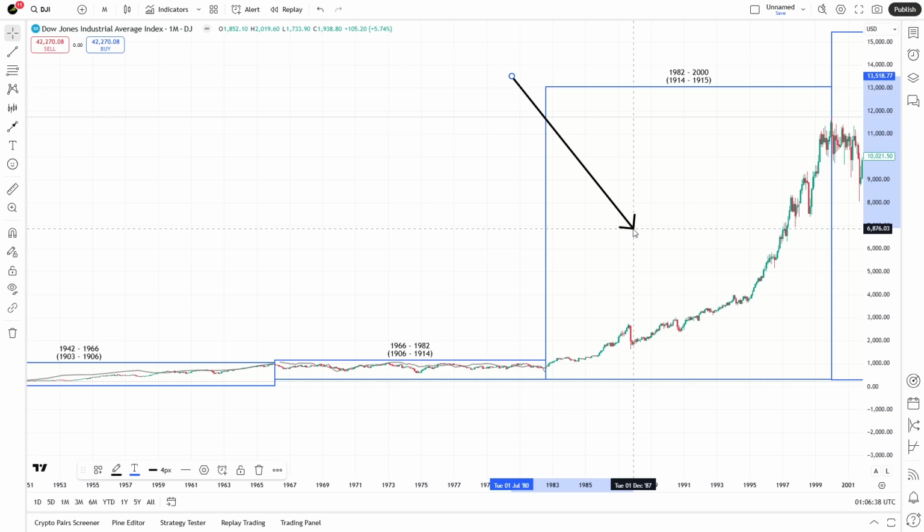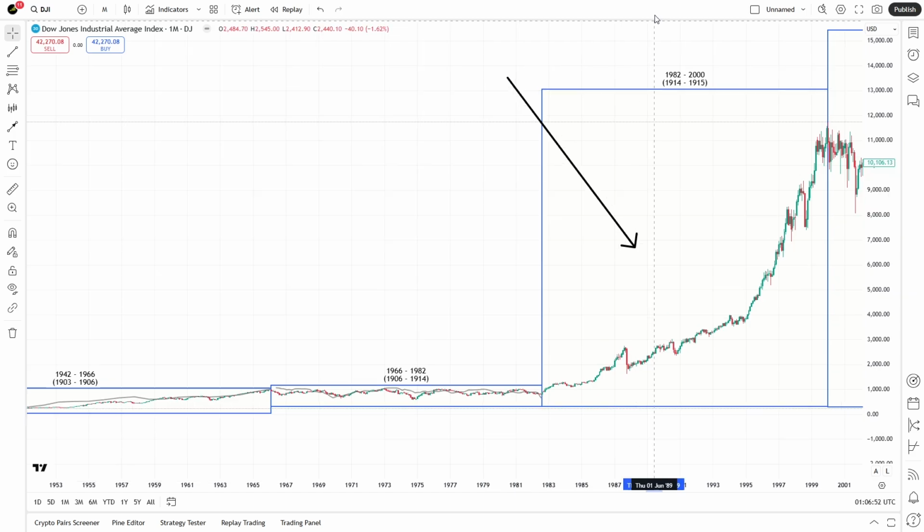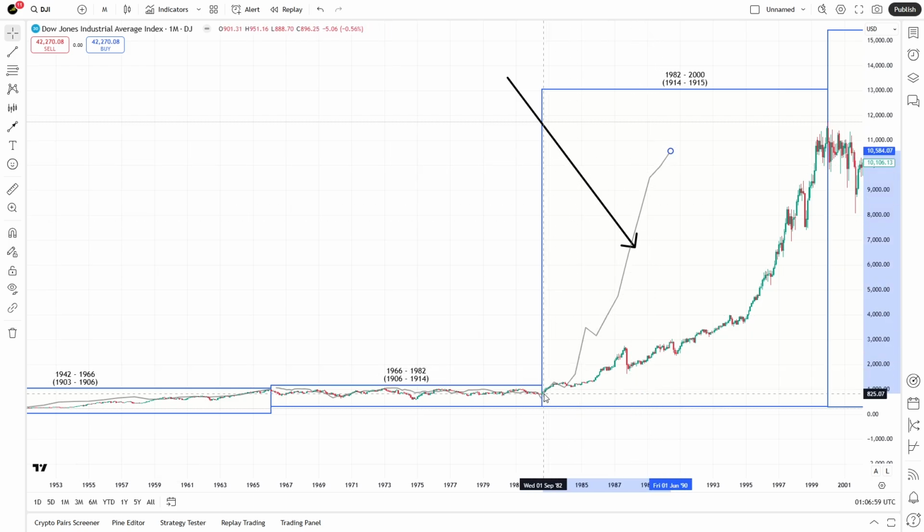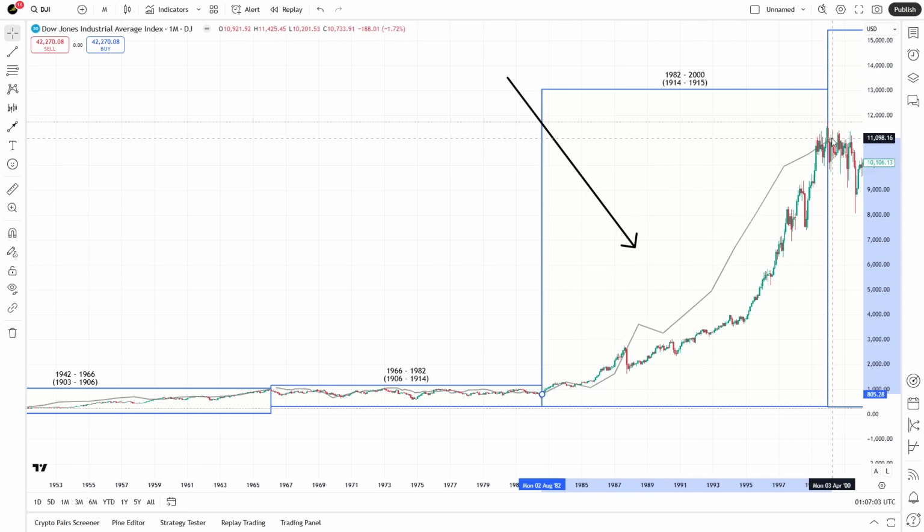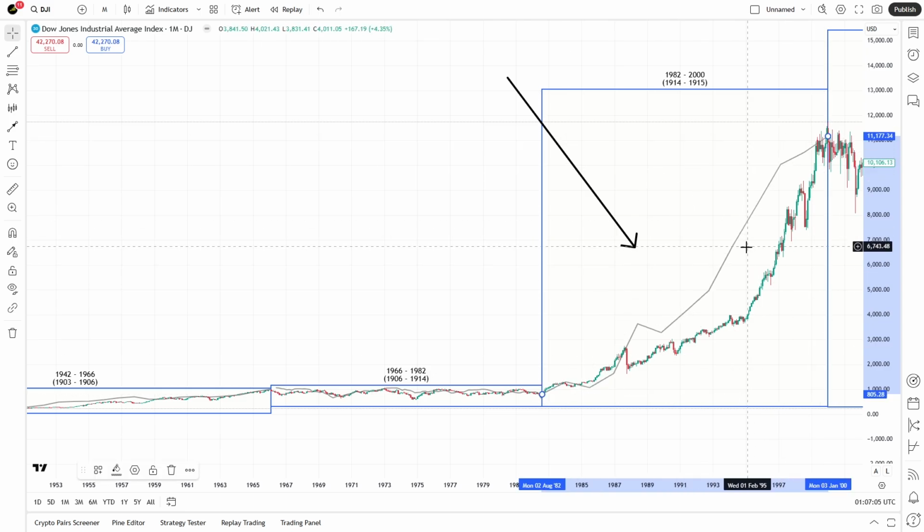Let's compare how that original fractal or structure compares to this. So here is that original fractal. Look how tiny it is. But once we stretch it to match the rough timing, height, and depth, we can see that it does what it's supposed to do.